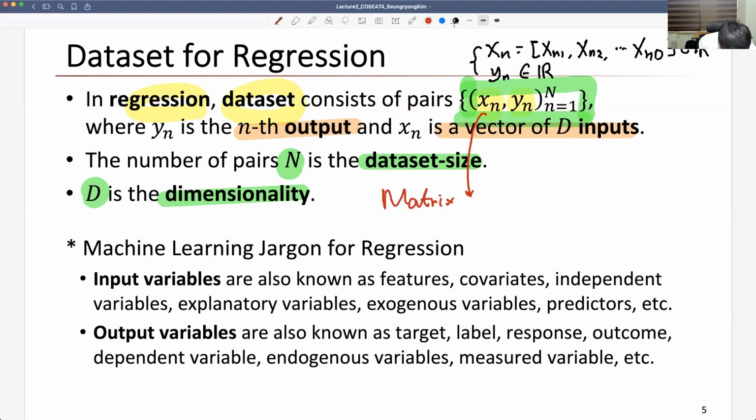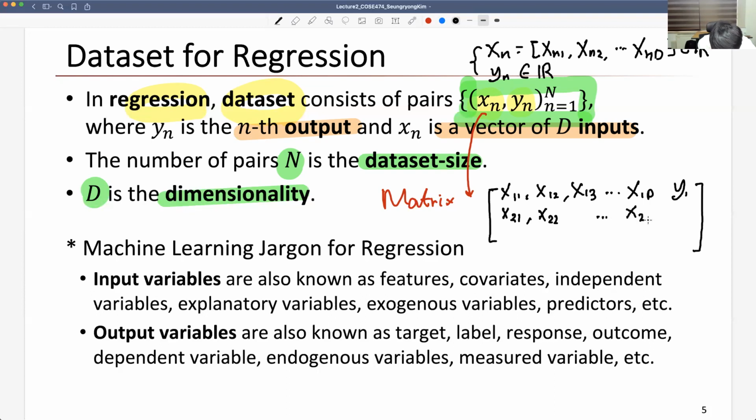Matrix form, where we can represent each feature vector in a row. So something like x11, x12, x13, and so on up to x1p, with the scalar y1. So this is the first training example. The second example is something like x21, x22, and so on up to x2p, with the corresponding label y2.